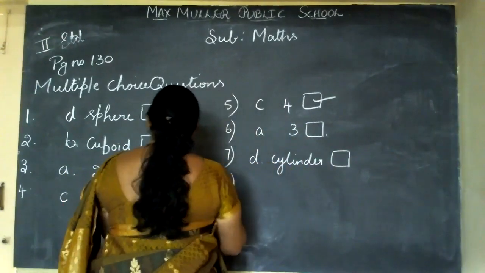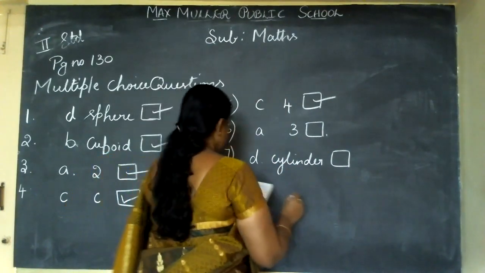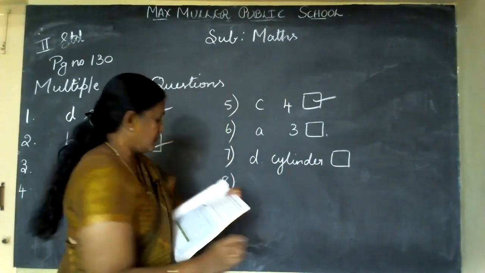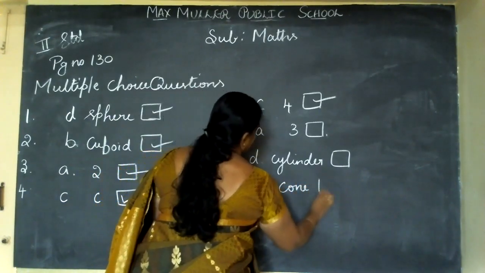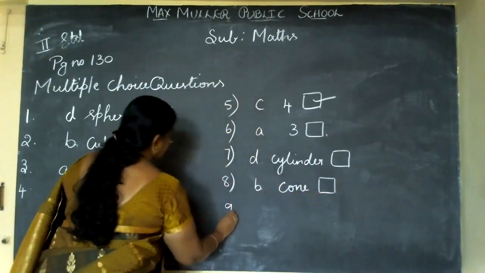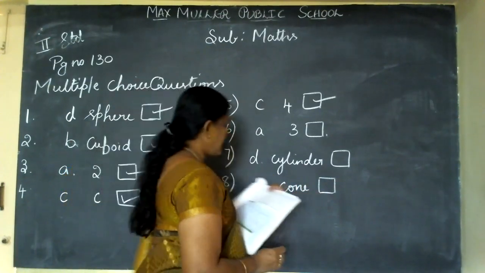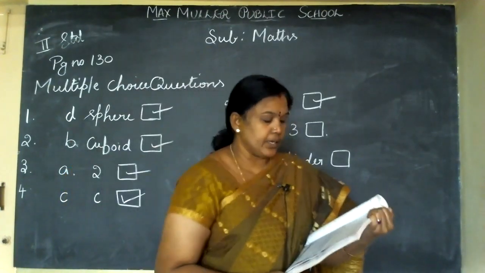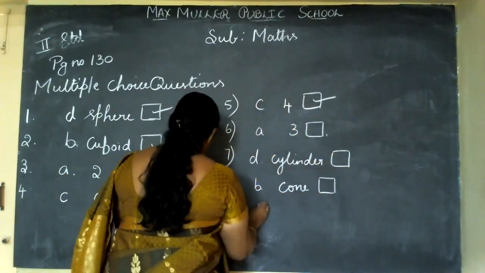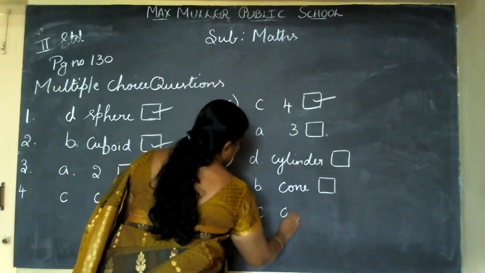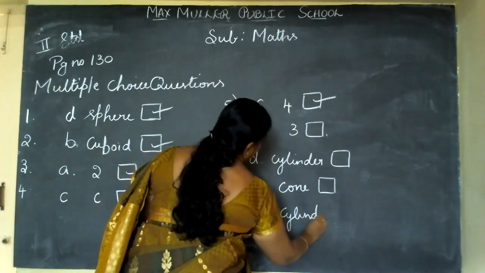Eighth one, an ice cream cone looks like a. Ice cream cone is B, cone shape. Ninth one, battery cell looks like a keyboard, sphere, cylinder, cone. Battery cell is cylinder shape. Want to tick for cylinder.